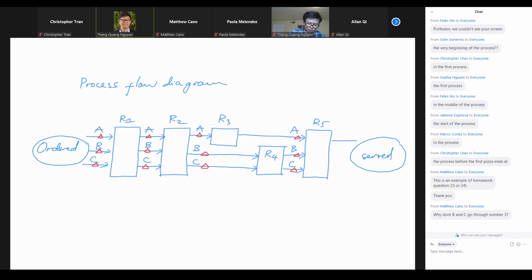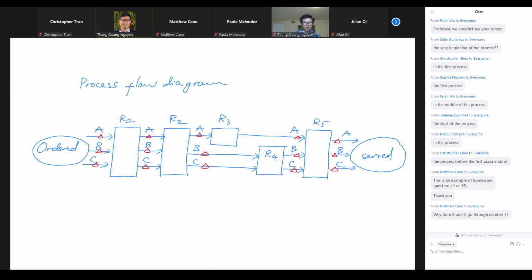So we have product A, product B, product C. Right. It might be some more wait time here, even though the food is already ready, but then the server is busy with another table, right? So that's why it takes some more time for the server to deliver the food to the next table. So all the little triangles are for the wait time.